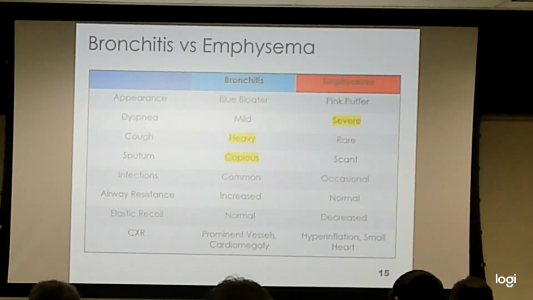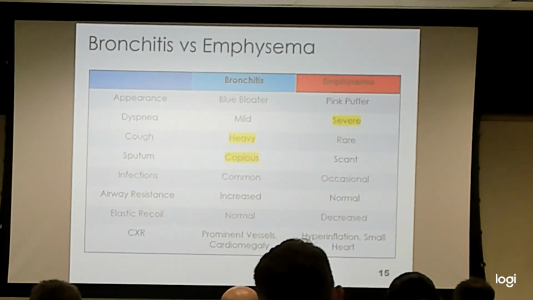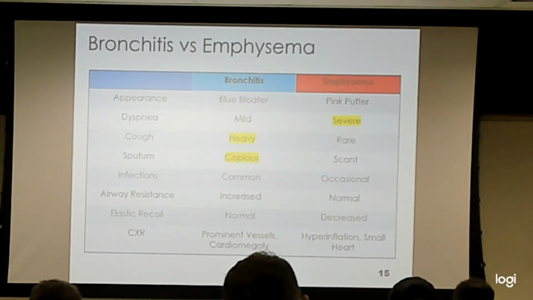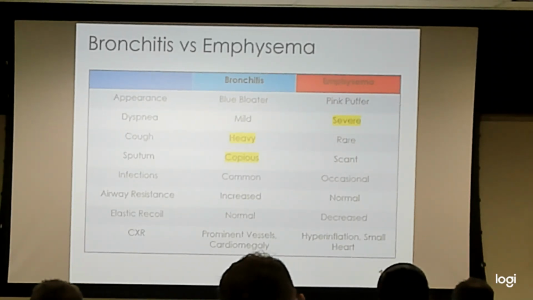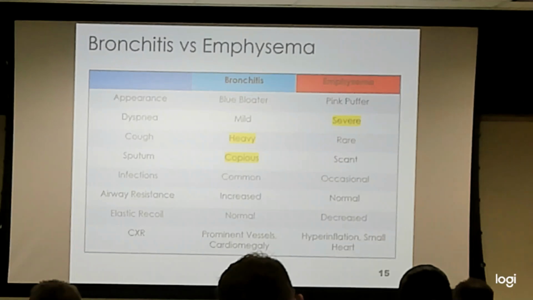So this is another review, just to differentiate the two, like that picture I showed you. Bronchitis, the blue bloater. Dyspnea is not really prominent unless they're in an exacerbation. Tons of heavy, copious coughing, sputum, common to get infections because, again, that whole defense system in your airway is being overworked to the point that it's letting the body be more susceptible to some nasty bug getting down in there and sitting in all that mucus, and the cilia are gone and it's not getting pushed out, and it sets up very easily.